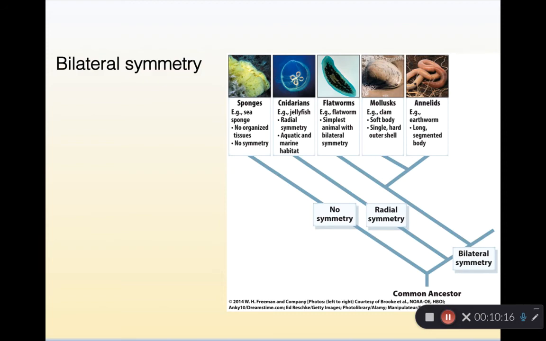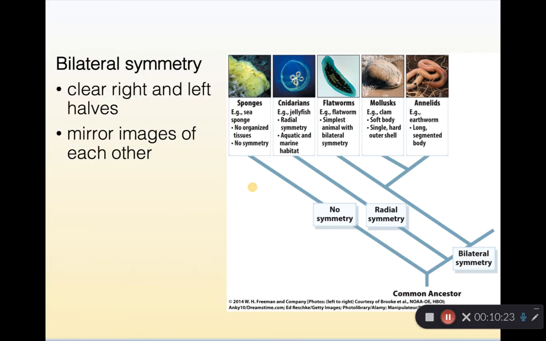As we make our way up, we start to have organisms that have bilateral symmetry. They have clear left and right sides, and they're ultimately mirrors of one another. This is where we're going to pick up in our next lecture, now that we've gone through the very simple formation of life of sponges and cnidarians, to these more complex organisms such as flatworms, mollusks, and annelids. So that's where we're going to pick up next time.